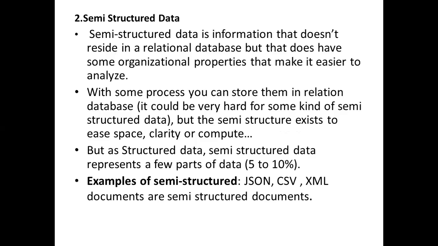The next one is semi-structured data. Semi-structured data is information that does not reside in a relational database, but does have some organizational properties that make it easier to analyze. With some processing, you can store them in a relational database, but semi-structured data exists to ease space, clarity, or compute. Semi-structured data also represents only a small part of the data, the 5 to 10% only. The best examples of semi-structured data are JSON, CSV, and XML documents.